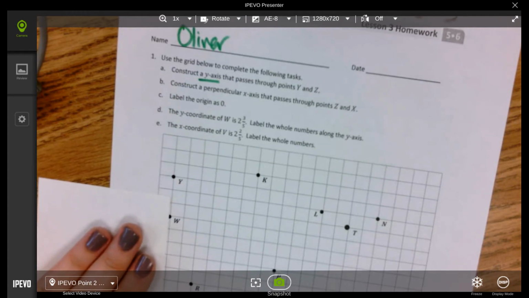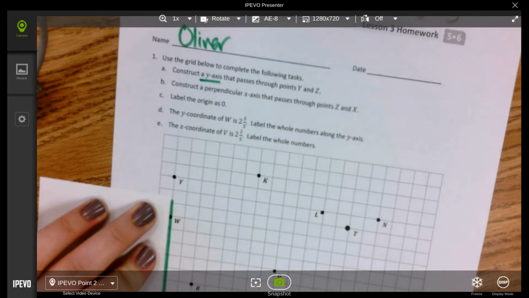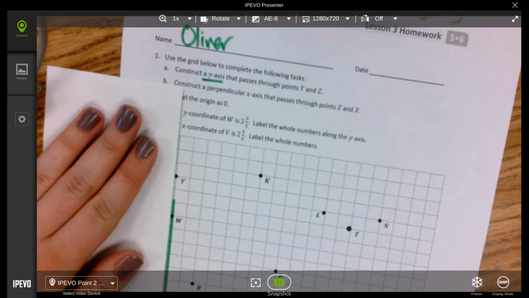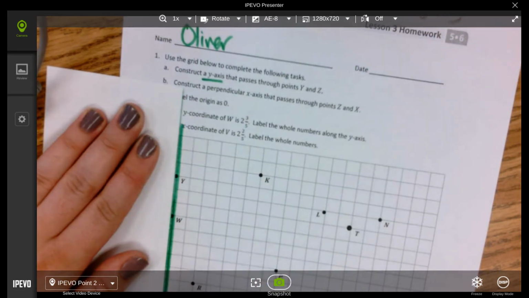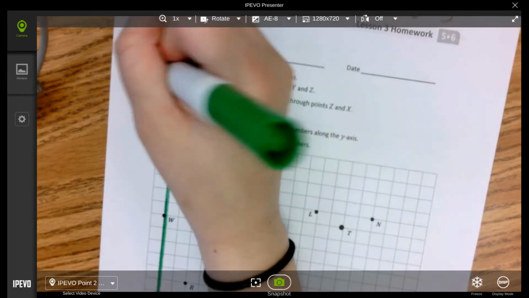So I'm going to use my straight edge here, and we are going to connect Y and Z. And it happens to go through point W. Make sure you put those arrows on the end. All right, so A is done.